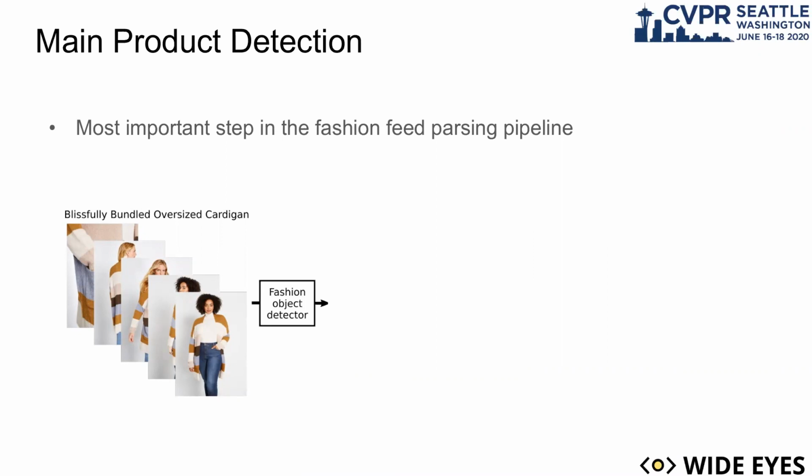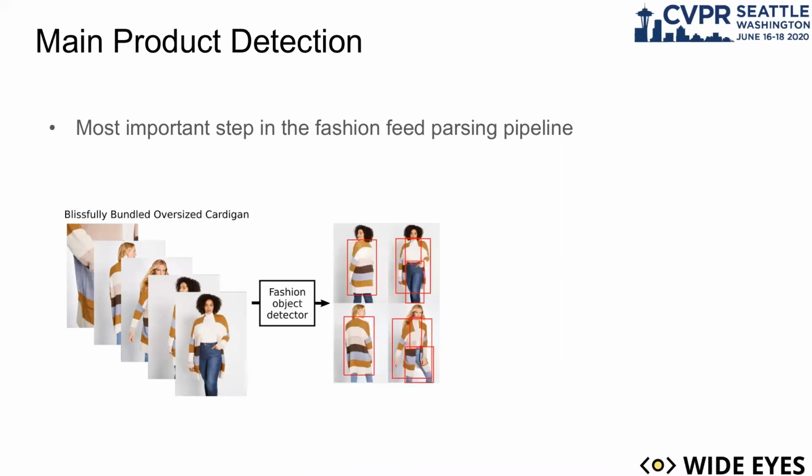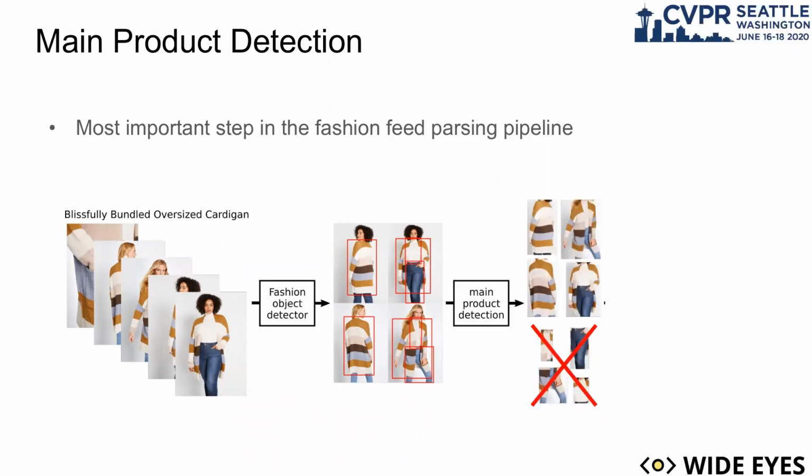To parse the product, we input these images into a fashion object detector. This fashion object detector is able to detect the fashion items in images. And then by using the product title, we should be able to determine which bounding boxes have the main item that is being sold. In this case, it's the cardigan.